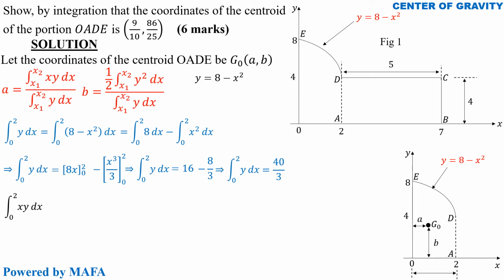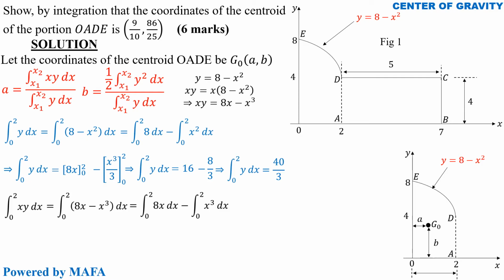Now let's move on to the numerator of the expression of the x coordinate, which is A, which is the integral from 0 to 2 of xy dx. So we're given y to be 8 minus x squared. So xy is simply x into 8 minus x squared. Simplifying, we have xy to be 8x minus x cubed. So integrating xy is equivalent to integrating 8x minus x cubed. So for sure we can split the integrals into these two separate integrals, and then integrating the first part, we have 8x squared on 2, which is equivalent to 4x squared.